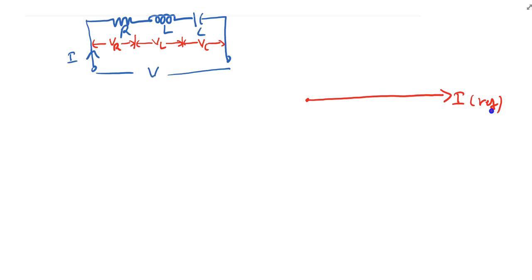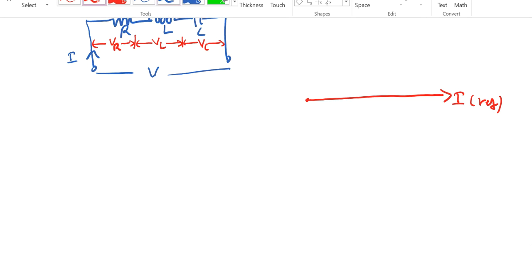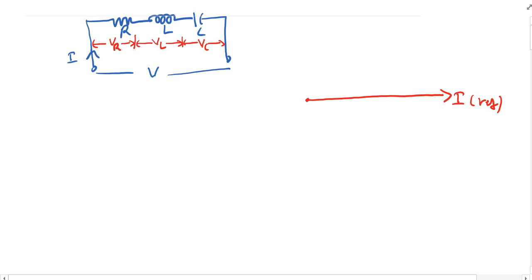Suppose there is a pure resistive element. What is the behavior of VR and I? VR and I are in phase, isn't it? So both are in phase if it is purely resistive. So VR and I are in phase. IR is nothing but I into R drop. So this is the VR vector I am getting.